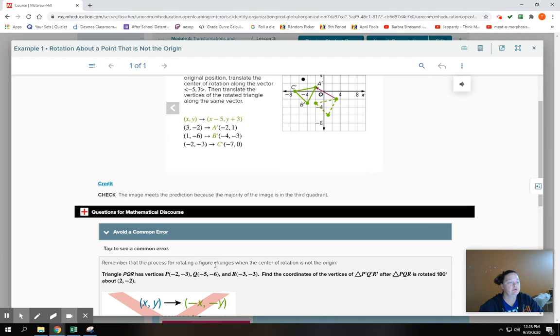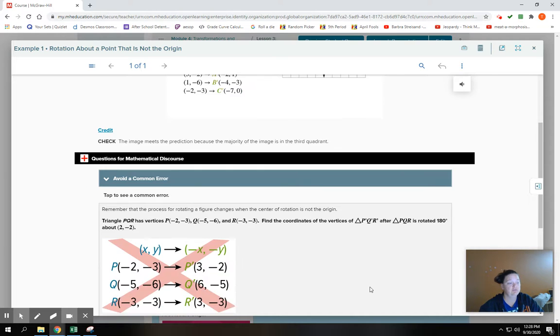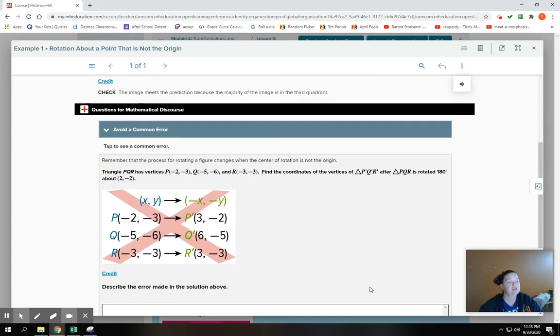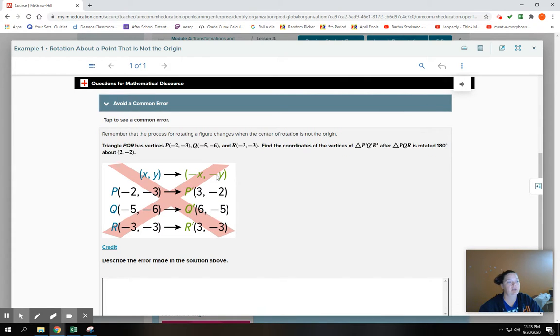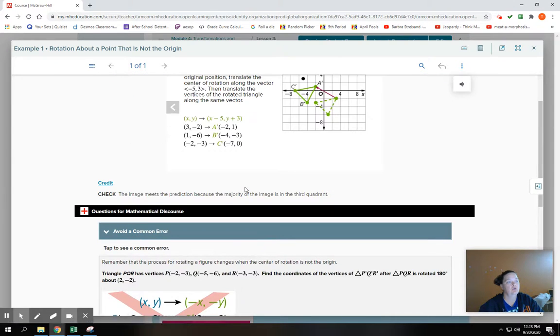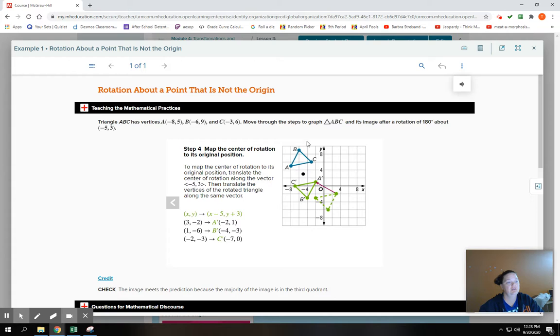Remember that the process for rotating a figure changes when the center of rotation is not the origin. Triangle PQR has vertices P (-2, -3), Q (-5, -6), and R (-3, -3). Find the coordinates of the vertices of triangle P'Q'R' after triangle PQR is rotated 180 degrees about (2, -2). So we can't simply just take our x and y and make them negative. That doesn't work, okay? So we have to be careful and we have to make sure that we are ending up in the correct spot when we get completely done.